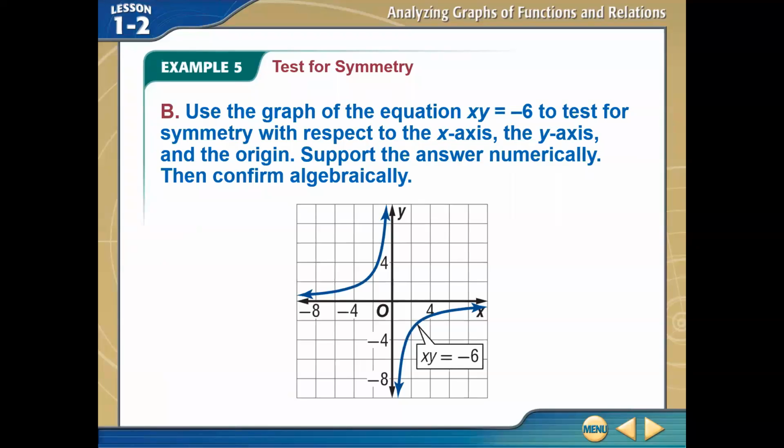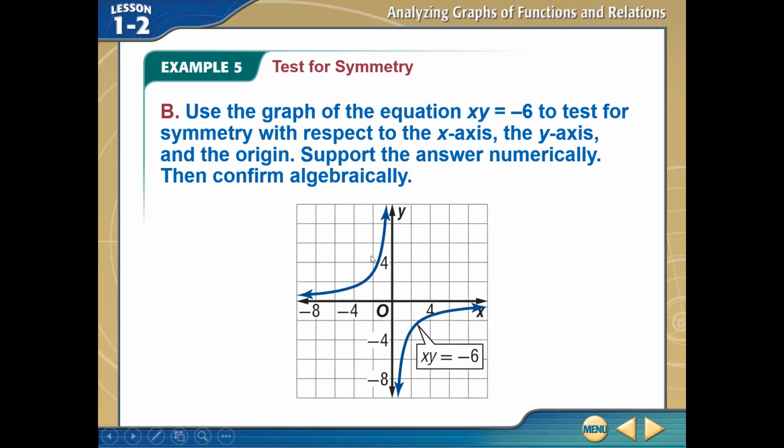Okay, so here we have another one. It says use the graph of the equation xy is equal to negative 6 to test for symmetry with respect to the x-axis, y-axis, and the origin. Support your answer numerically. Okay, so once again, we're going to graphically use it to make sure that we're not going to be wasting our time.